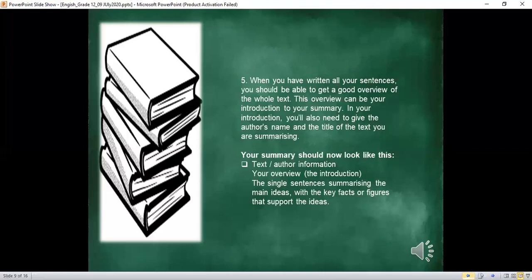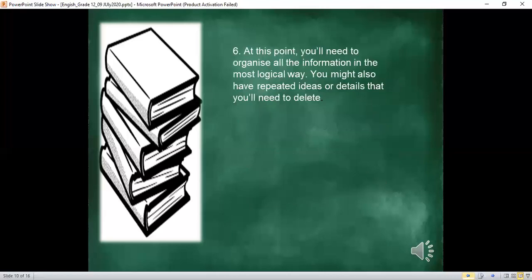Then obviously, right at the beginning of your summary, the overview should be visible. That should be the overview first before any other thing. Then you follow with the supporting ideas and facts and so on and so forth. I hope you are following through. Now, at this point, you will need to organize all the information in the most logical way. You might also have repeated ideas or details that you will need to delete. Straightforward. Now, remember I said this is the draft.